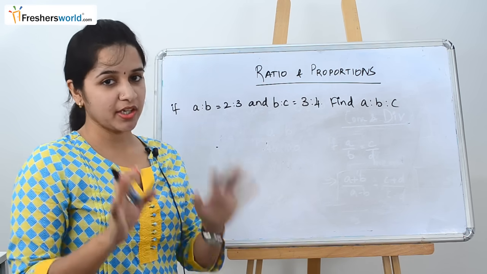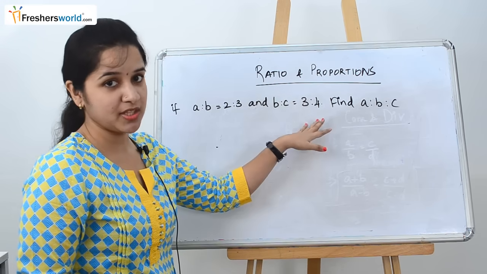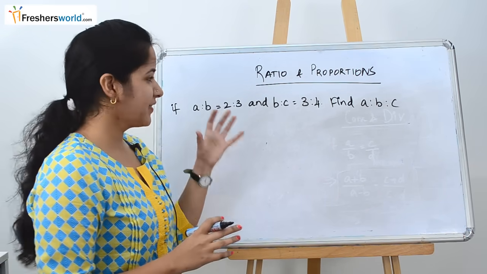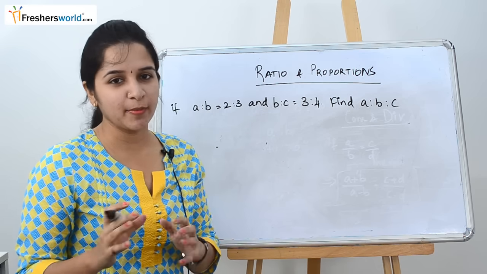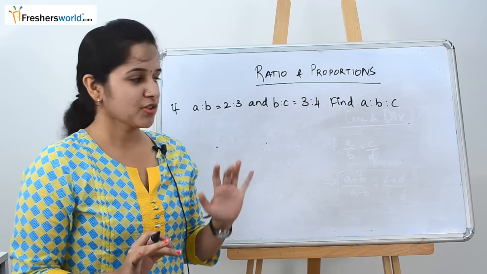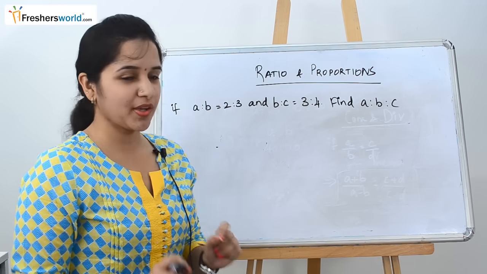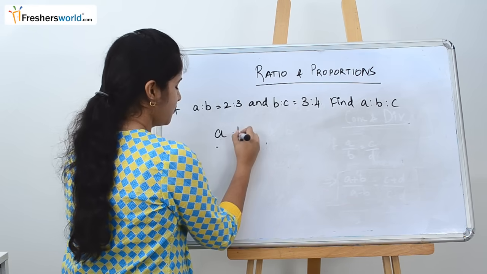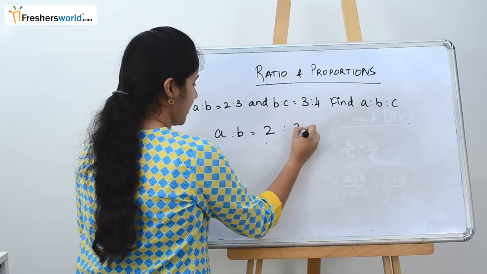They will give you the ratio of A is to B and B is to C, and ask you to find A is to B is to C. There will be a lot of sums where they will ask you to find the highest common factor and multiply it on both sides. It's all very confusing at a point. So I will tell you an easy way in which you can find A is to B is to C. What they have given: A is to B is 2 is to 3.